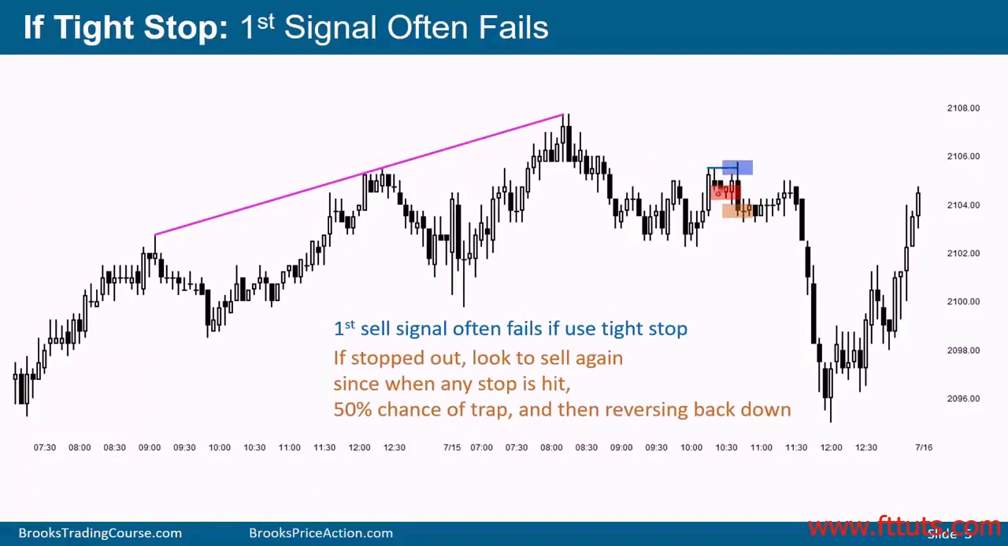If you did sell below this bear bar and you get stopped out, you got to look to sell again. For example, on the outside down, because at that point we have a micro double top, or on the close of this bear bar. Anytime any stop is hit, there's a 50% chance that the bull breakout will continue higher, and 50% chance the breakout will fail and reverse back down.